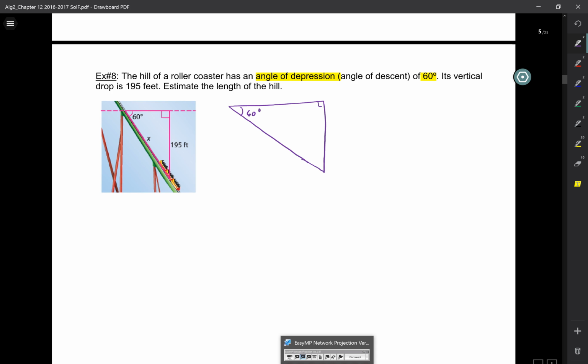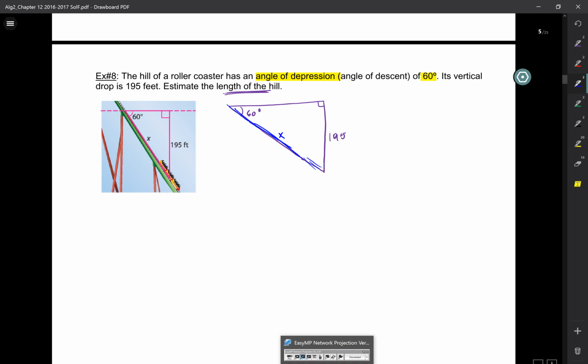Okay? Then you have to make not just a triangle, but a right triangle. Well, in this case, it happens to be 60 degrees. But suppose this was like 68 degrees, then it would not have been 30, 60, 90. Okay? So it says the vertical drop is 195 feet. Again, you find the vertical side, and you call that 195. And it says, what is the length of the hill? So trace the hill. This is the hill, right? So that's what you want. You want X.